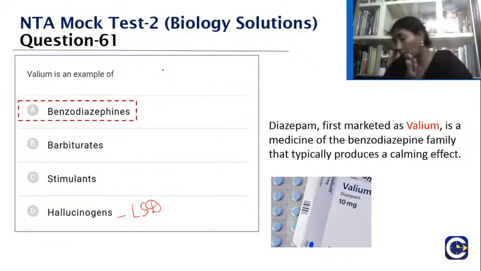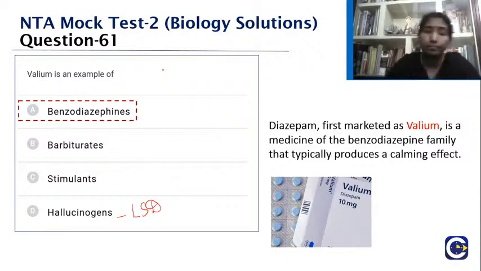Benzodiazepines. Yes, very good, Tasmim. Right. Yes, Neelambari. Yes, very good.